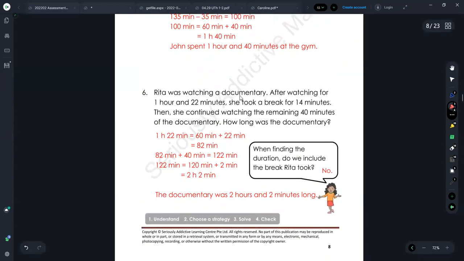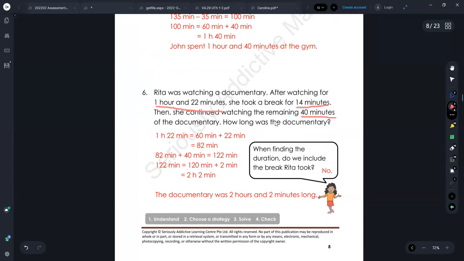Rita was watching a documentary. After watching for 1 hour and 20 minutes, she took a break for 40 minutes. Then she continued watching the remaining 40 minutes of the documentary. How long was the documentary? Now, if a student did not read the question carefully, they would simply add 1 hour 20 minutes to 40 minutes to 40 minutes.